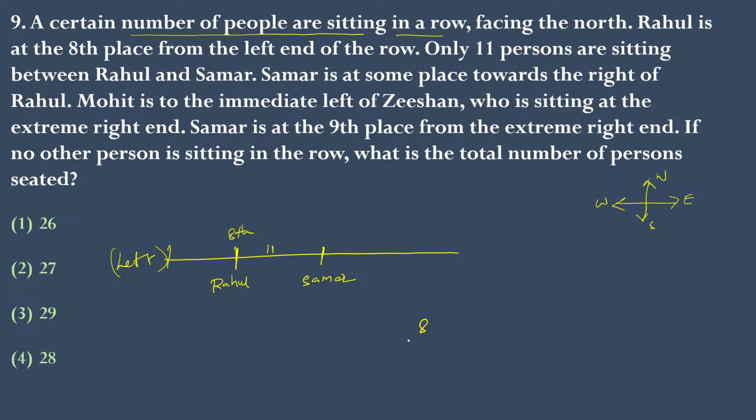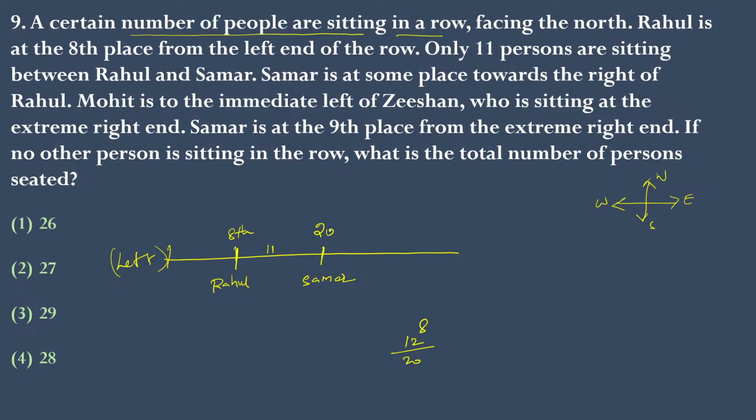So 8 plus 12, we get 20. So Samar is 20 from the left hand. Why? Because Rahul is 8, and between Samar and Rahul there are 11 friends. So 8 plus 11 we get 19, and Samar's place is plus 1, so 20. And Samar is at some place towards the right of Rahul.